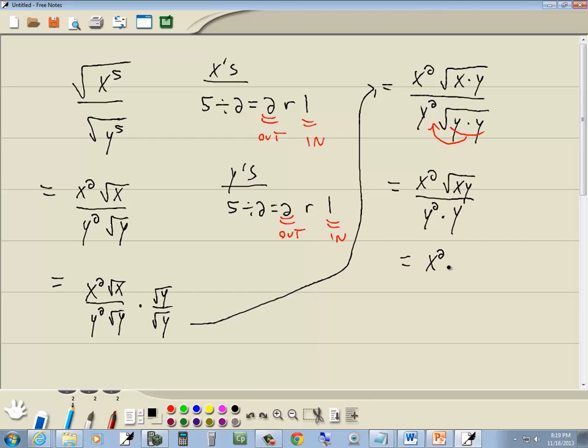And we can do a little bit of simplifying. We got x squared square root of xy over y squared times y. If you got y to a power times y to a power, you add the exponents. 2 plus 1 gives us y to the third. And that's our answer.